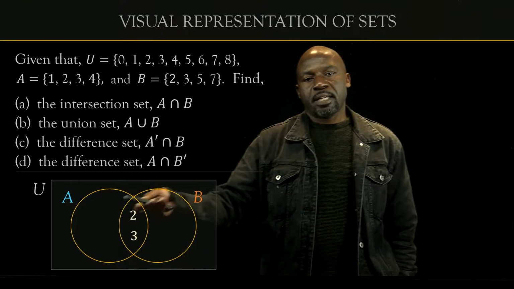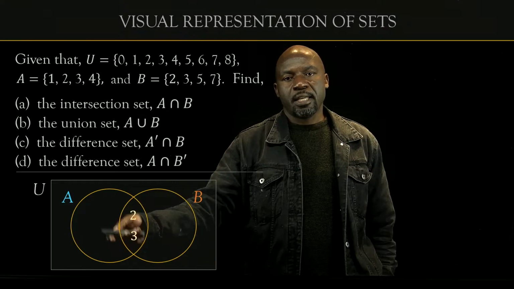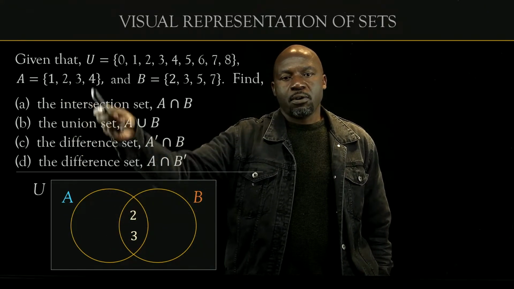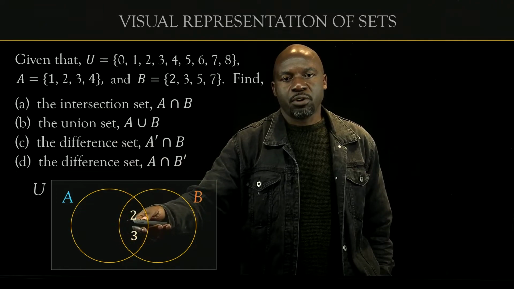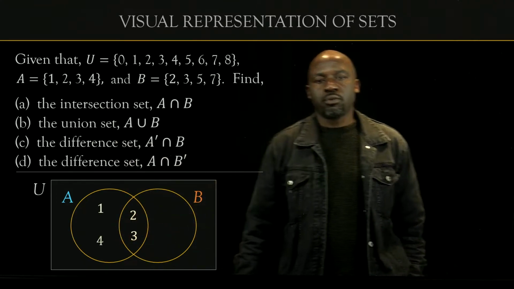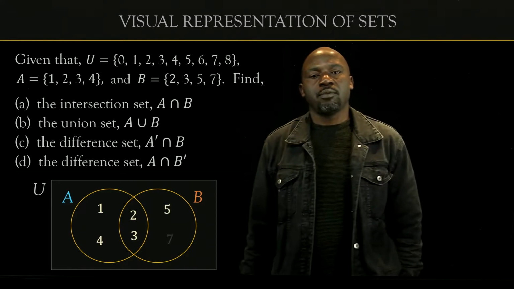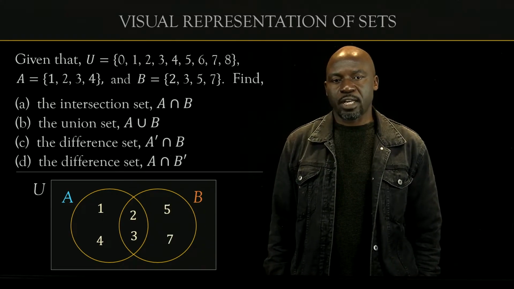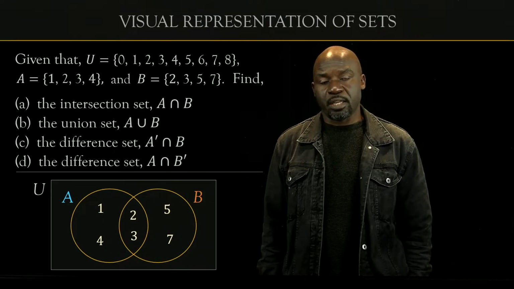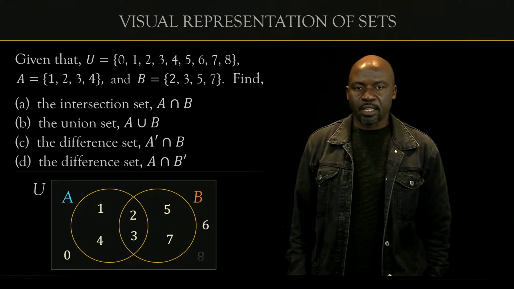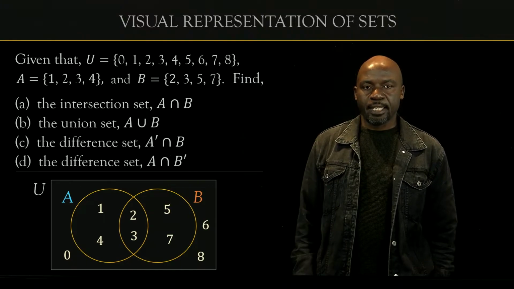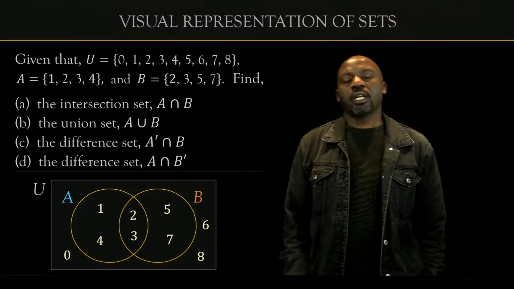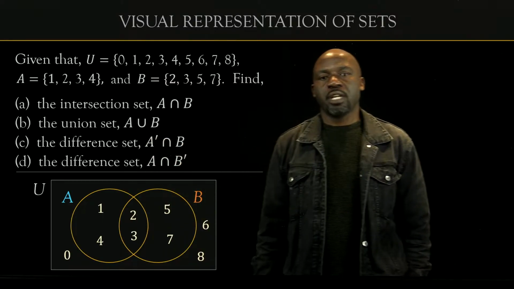Then there are those elements that now fall inside A. So A has got 1, 2, 3, 4. So 1 and 4 must now fall here since we already have 2 and 3. So we can put 1 and 4 there. On the other side, we can put a 5 and a 7. And whatever remains goes outside A and B, but still within the universal set. So what does that give us? 0, 6, and 8. I hope you can do this easily. And now we can go ahead and answer the questions we are being asked.